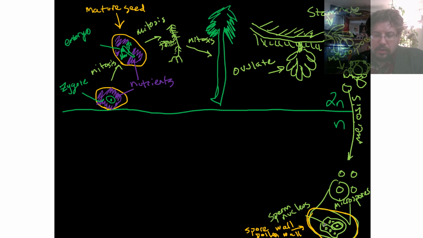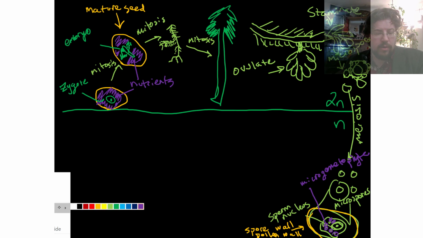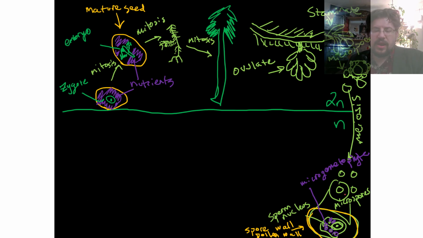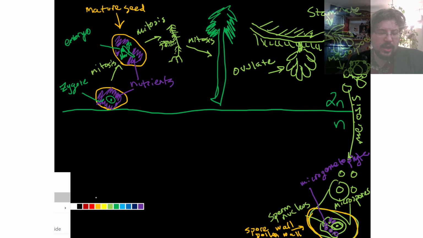This was our little tissue that was the microgametophyte. Right, so it was mitosis that allowed us to go from microspore to microgametophyte, and it was mitosis that allowed us to go from microgametophyte to sperm nucleus. And this is a pollen grain.